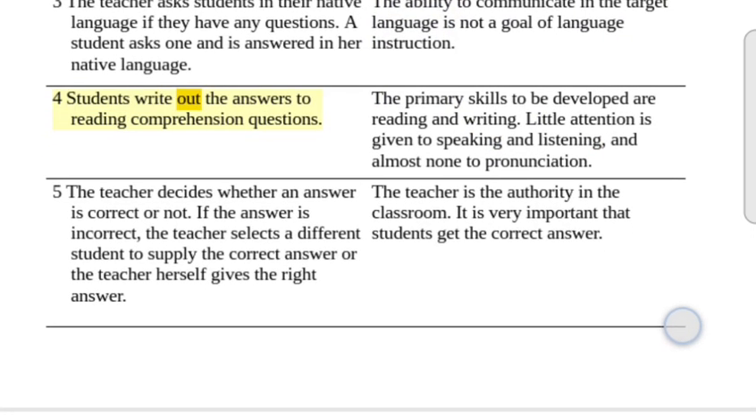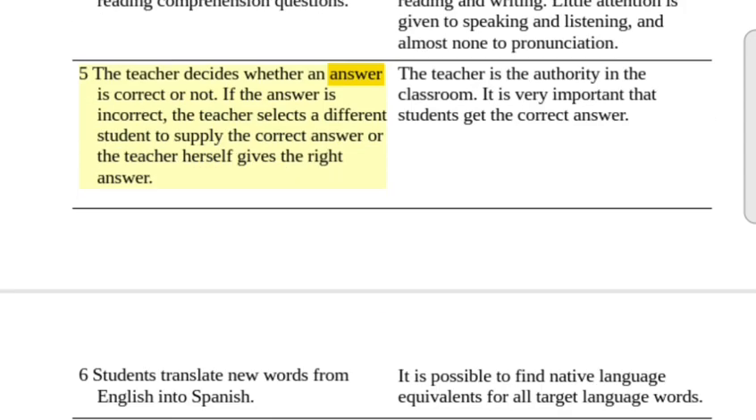4. Students write out the answers to reading comprehension questions. The primary skills to be developed are reading and writing. Little attention is given to speaking and listening, and almost none to pronunciation. 5. The teacher decides whether an answer is correct or not.